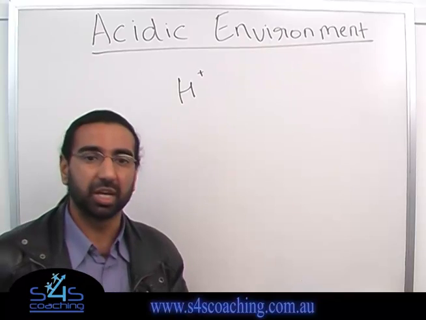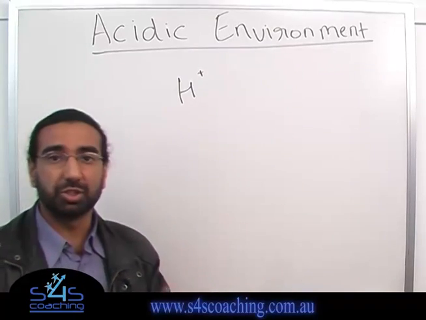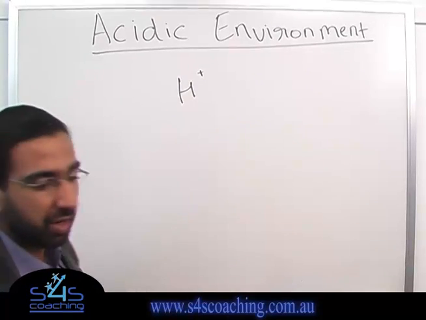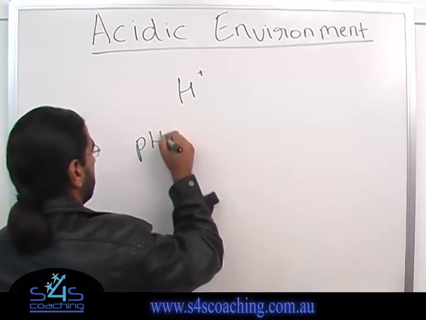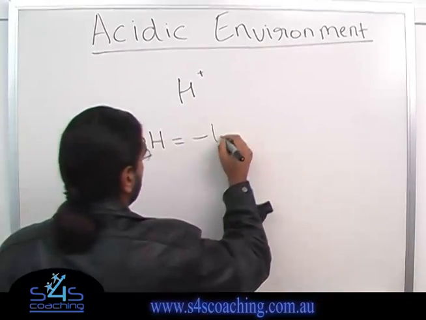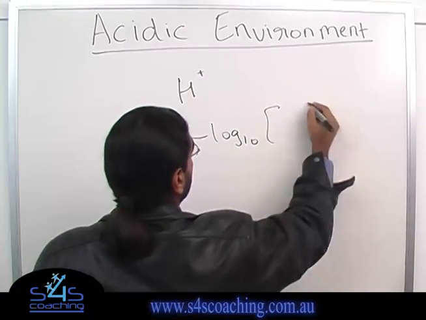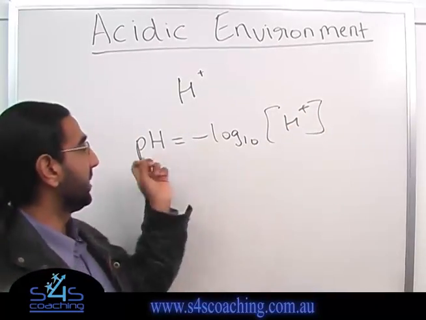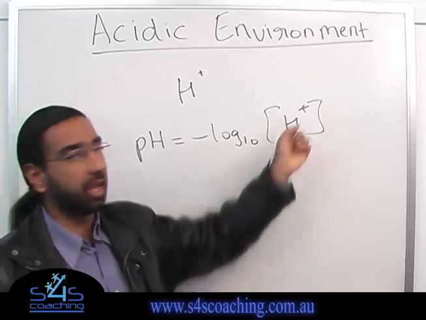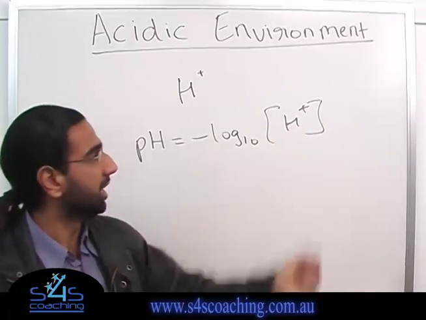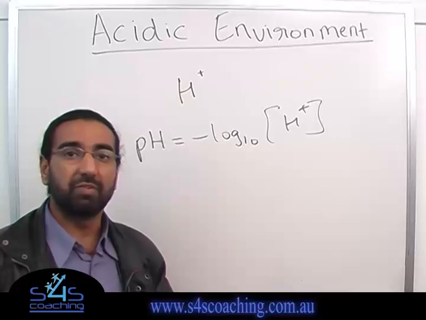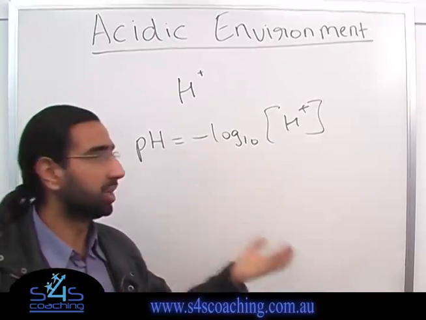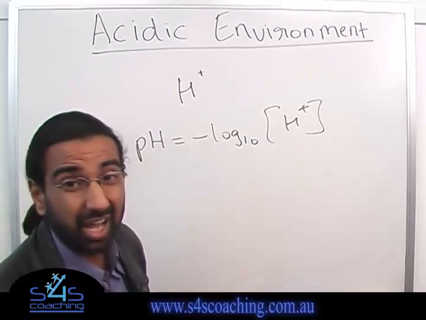pH is a logarithmic scale that we actually use to measure the strength of an acid. Alright, so we measure the concentration of H positive, and the way it works is this. pH equals minus log to the base 10 of [H positive]. This bracket means concentration. So it just means pH measures the concentration of H positive ions. That's all it is. And the reason why it does that is because, as I said, we've defined an acid to be something that gives H positive ions. So obviously the more H positive ions it gives, the more acidic that substance is, and the lower the pH will be.